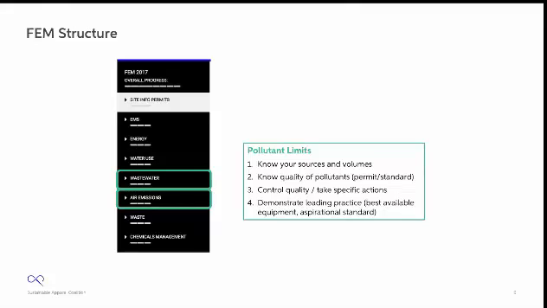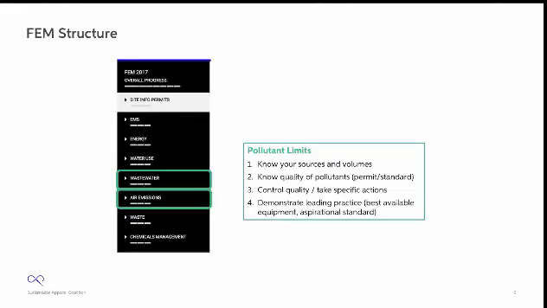The next type of section that we have in here is what we call pollutant limits. This applies to wastewater and air emissions. In these sections, it's a little bit different. It's not as fluid. There are regulations and pollutant limits that you are expected to meet depending on where you're located and what type of facility you are, for example. And so in this case, you really just need to know your sources and volumes of these pollutants. You need to know the quality of the pollutants and whether they're up to permit or standard and what those permits and standards are.